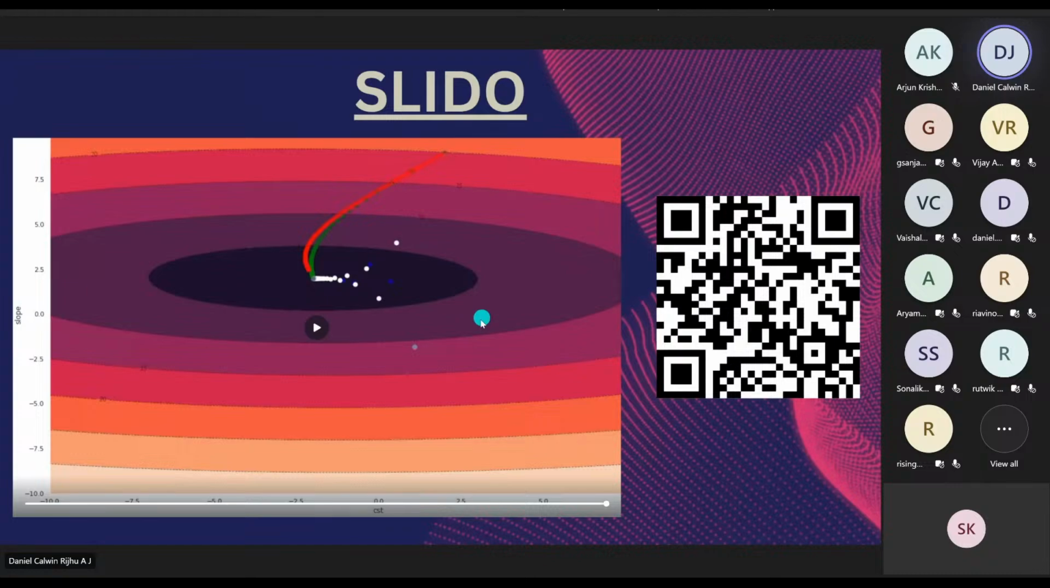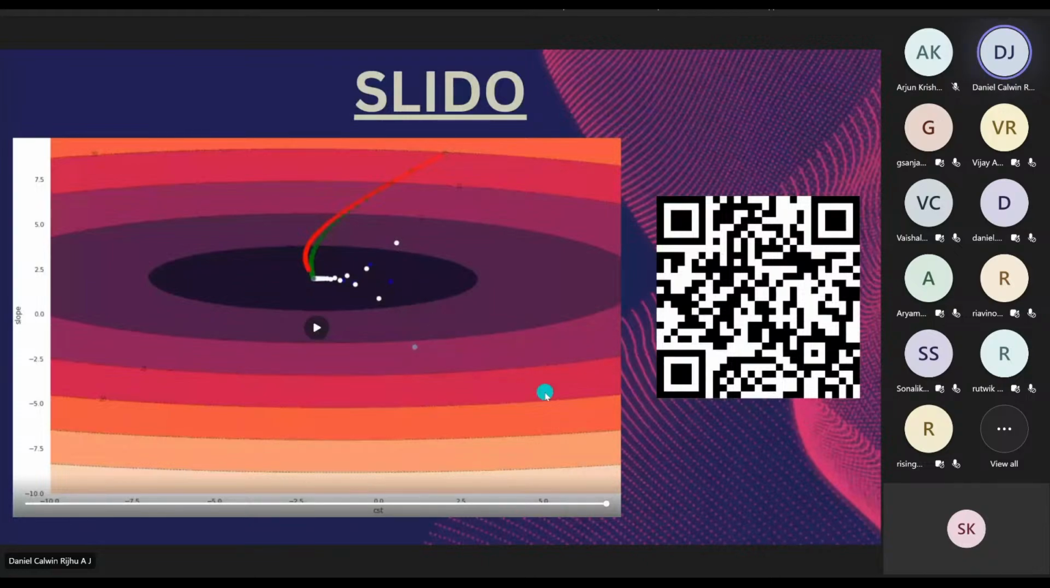Now, if we compare the white curve and the blue curve, we can see that the blue curve starts from the right middle of the axis, and the white curve starts from some extreme over here.